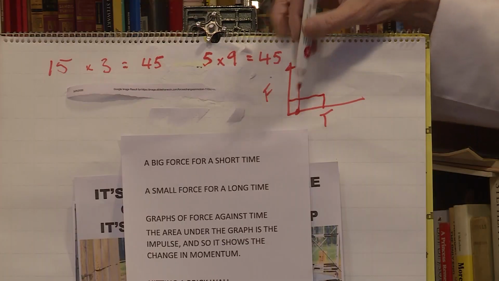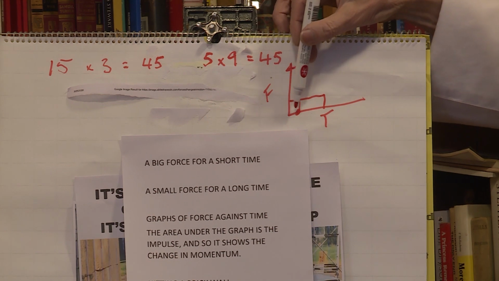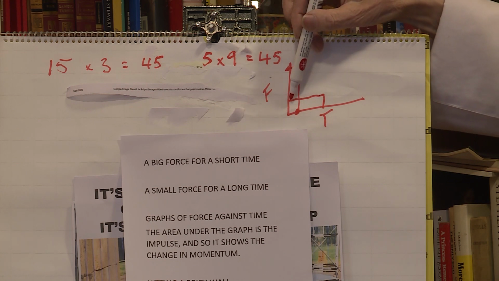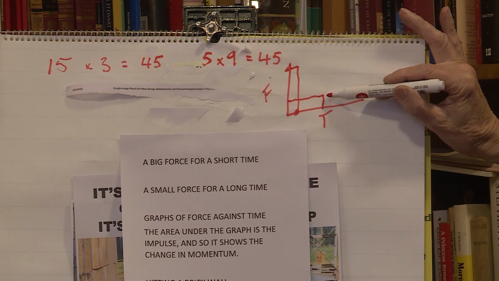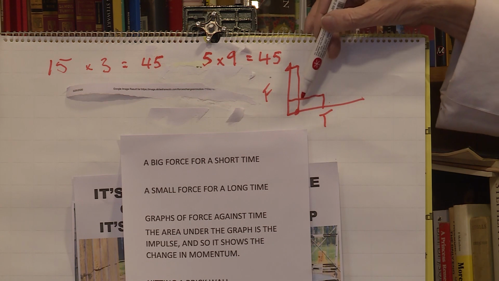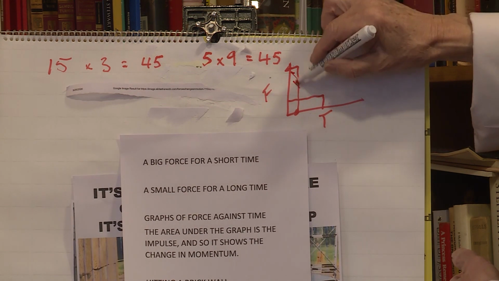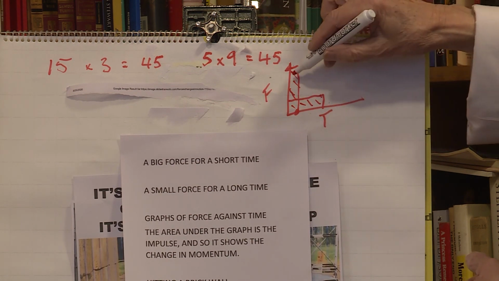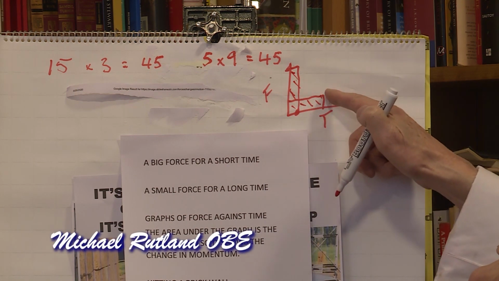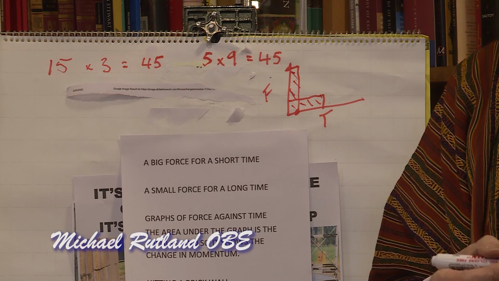Now, if you think about it, force times time, that length by that length, equals the area of the graph. Similarly here, force times time equals the area of the graph. And the area of these two graphs is the same. Equal areas. Big force, short time, small force, long time. So each of these two will produce the same change in momentum.